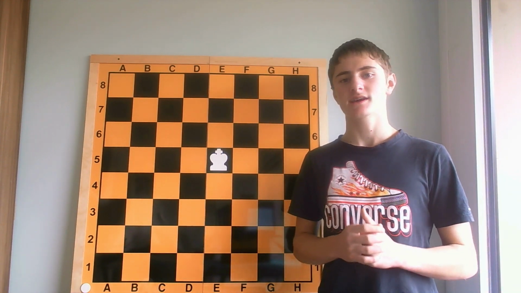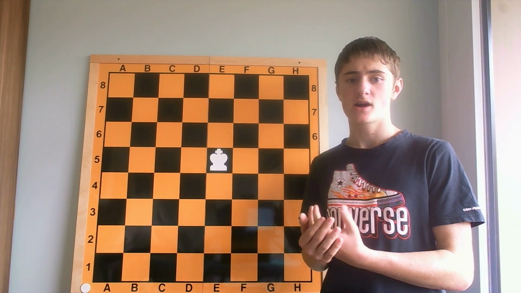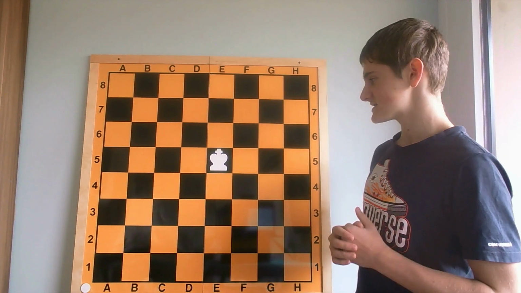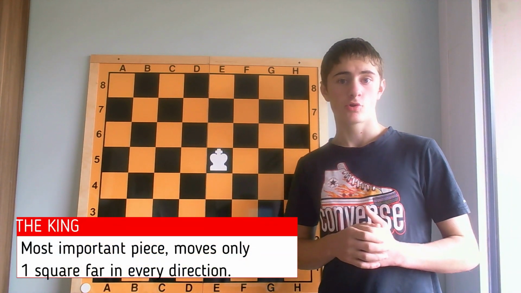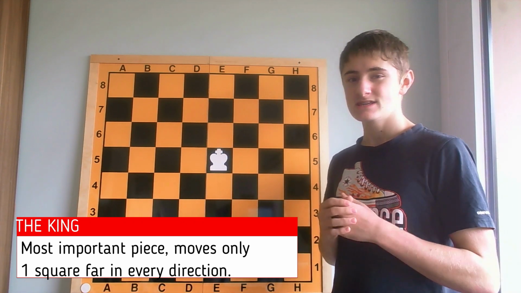Because now we're going to take a look at every single chess piece. I'll explain to you how powerful they are and how they move on the chessboard. So let's start with the king, the most important chess piece in the whole game of chess. But actually, he's pretty weak.